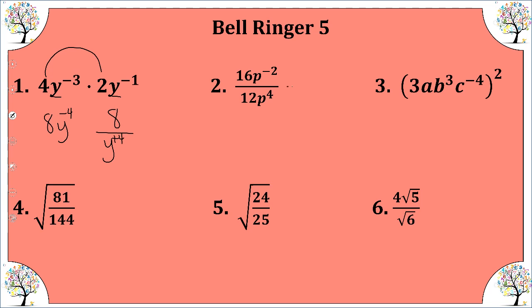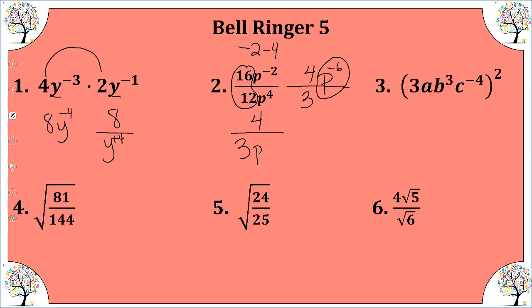Number 2, we have division, so we're going to use the quotient rule. Let's go ahead and just simplify 16 over 12 by a factor of 4. Now with our variable, I'm going to start with the variable in the numerator and apply the quotient rule. We subtract negative 2 minus 4. That gives us a negative 6. So we're going to move the p factor to the denominator, and we have 4 over 3p to the positive 6.